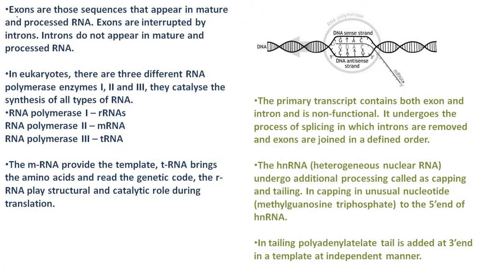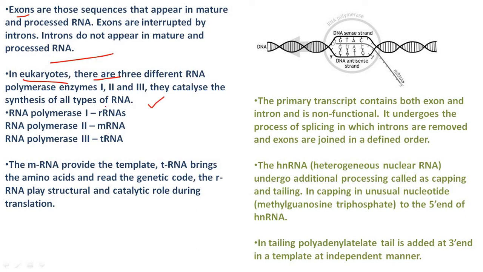So, what are exons? Let me introduce. Exons are those signals which appear in the mature and processed RNA. Exons are interrupted by the introns. Introns do not appear in the mature and the processed RNA. In eukaryotes, there are 3 different RNA polymerase enzymes, 1, 2, and 3. They catalyze the synthesis of all types of RNA.